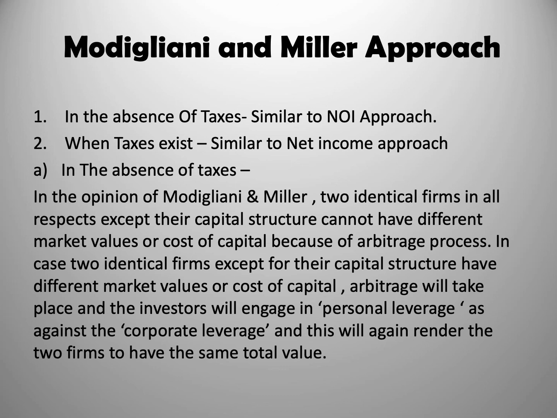It means if the two firms have the same capitalization rate and EBIT, meaning they have the same business risk, but their capital structure is different, the capital employed is the same but the capital structure is different, they will have the same market values and cost of capital. If they have different market values or cost of capital, the arbitrage process will take place and their value will be the same. This is because of personal leverage as against corporate leverage.